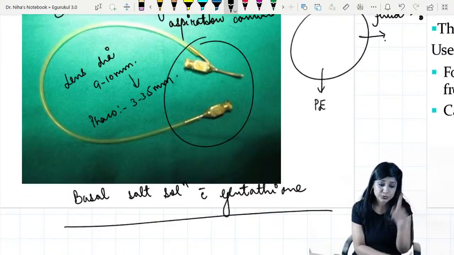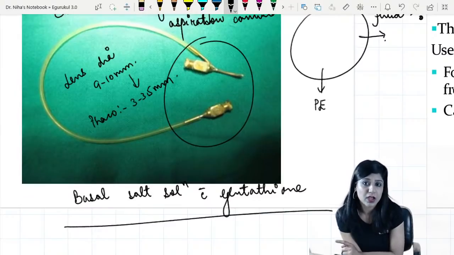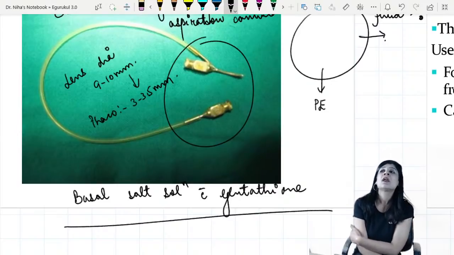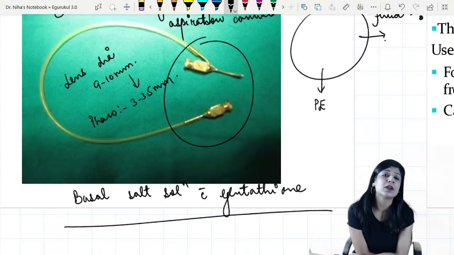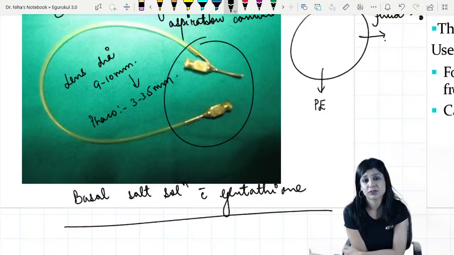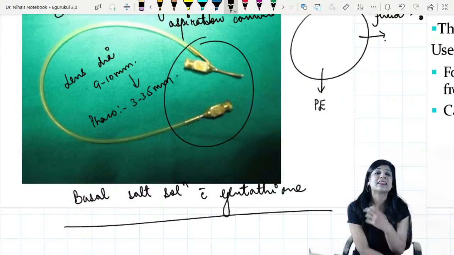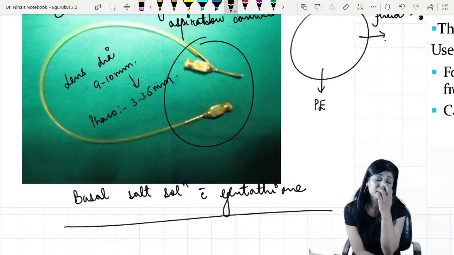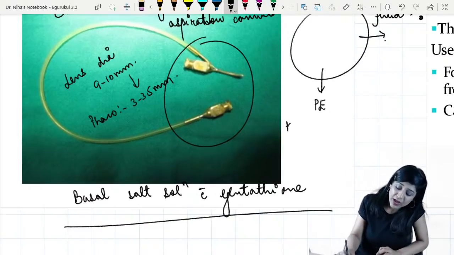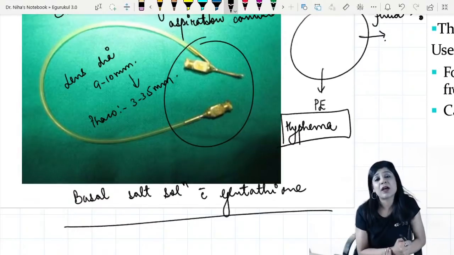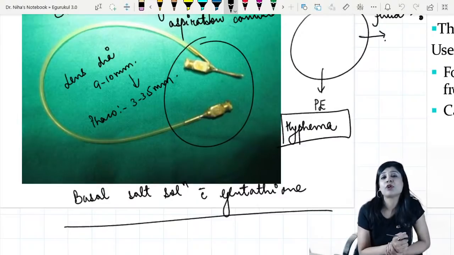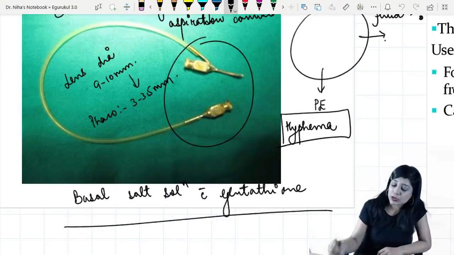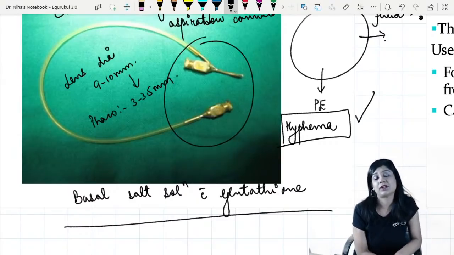No. Balanced salt solution is correct, but along with the glutathione, because it is the antioxidant. Now sometimes apart from this irrigation and aspiration of the cortical matter, what is the other indication that we can use it for? We can also use it for the AC wash, for removing the blood. When you have a lot of hyphema, that is the blood in the anterior chamber, even for aspiration of that blood, for doing the AC washout, we can use this irrigation and aspiration cannula.